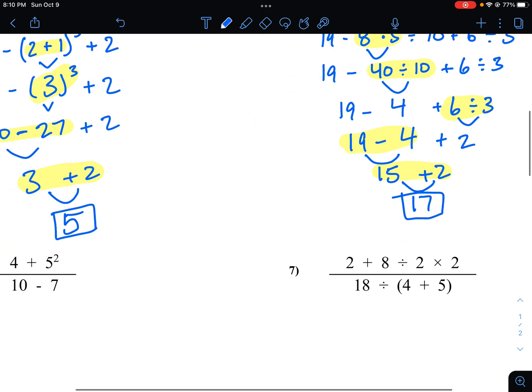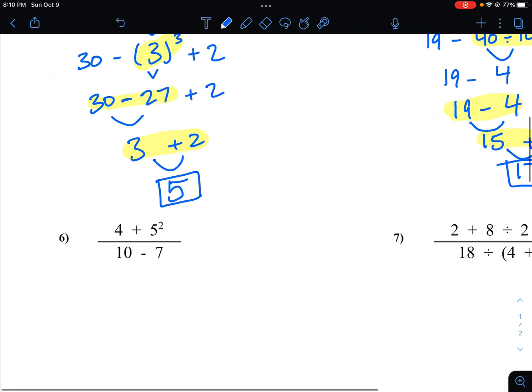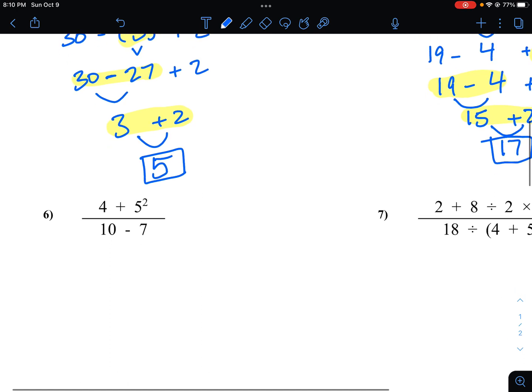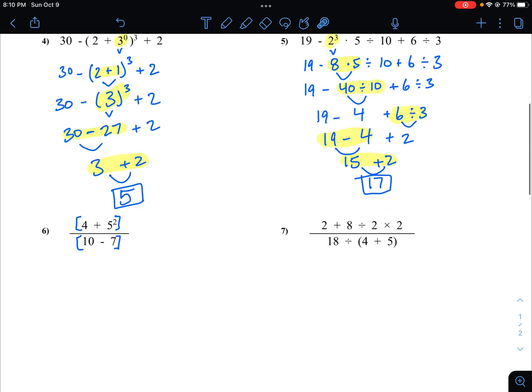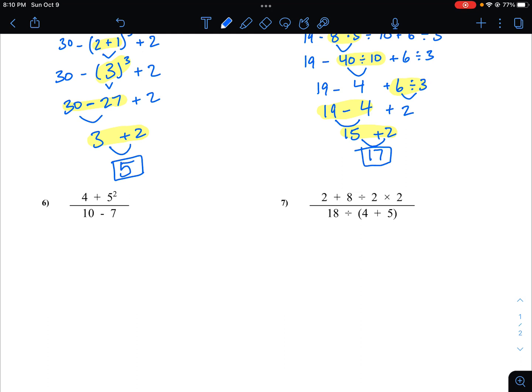Let's do the last two problems. Let's do number 6. Number 6 is an interesting one because we've got this division bar or fraction bar. Basically, deal with the top and the bottom at the same time. You almost can treat them as if they both have parentheses or brackets around them. Remember how we said before, you can do both of them at the same time? You can basically do the same thing right here. So I'm just going to write to the side first.